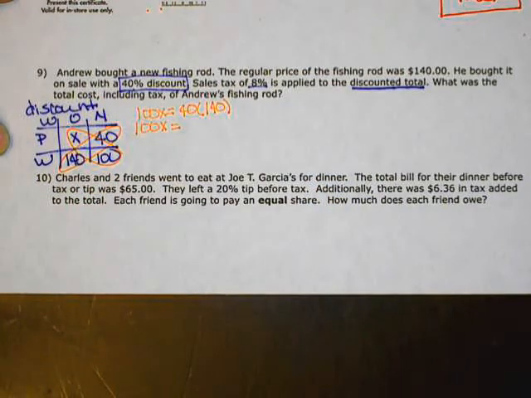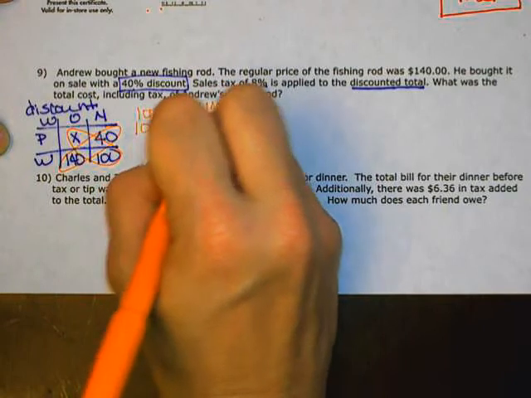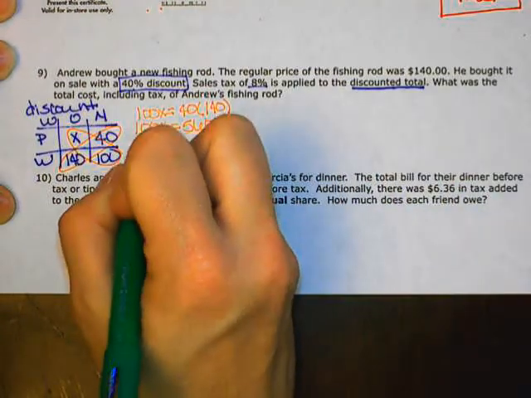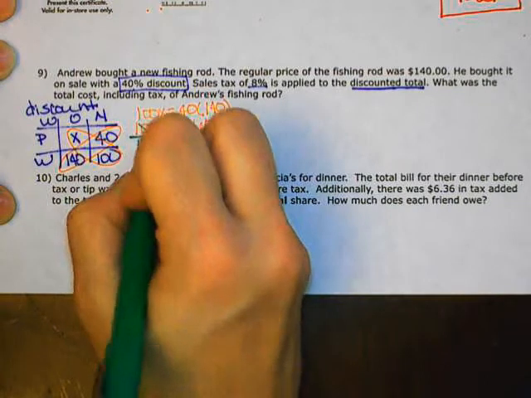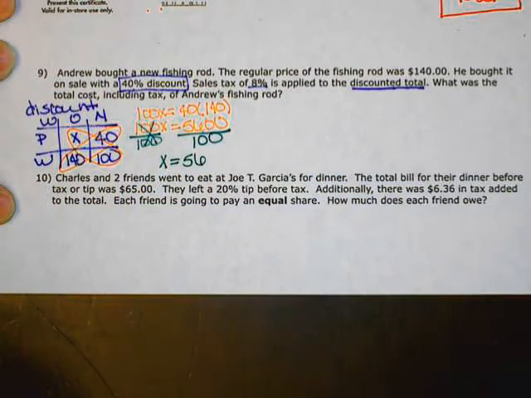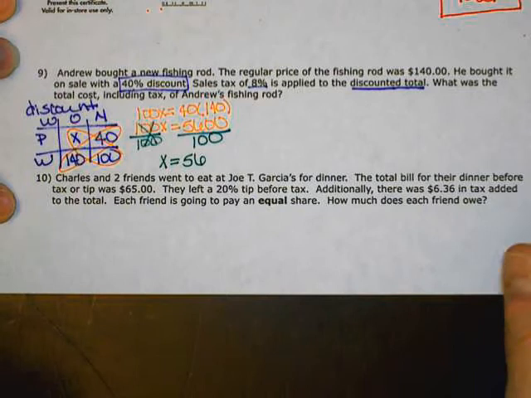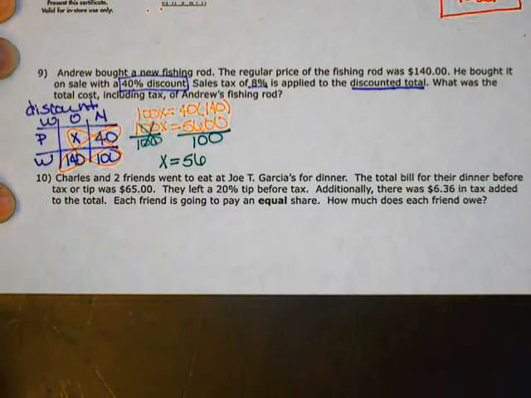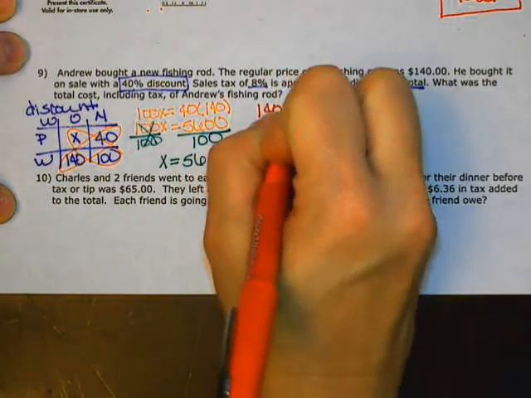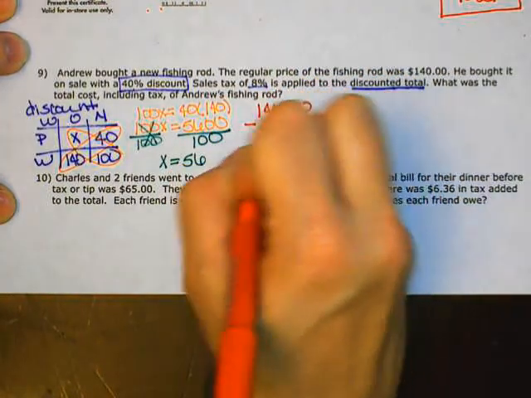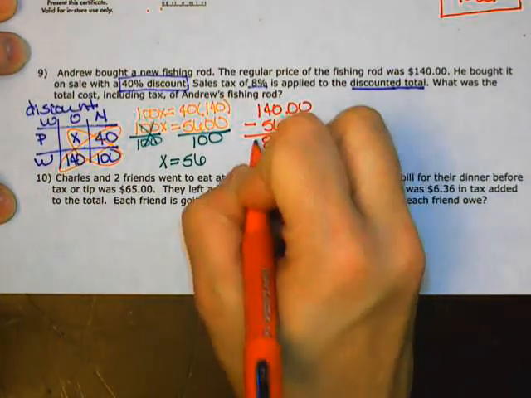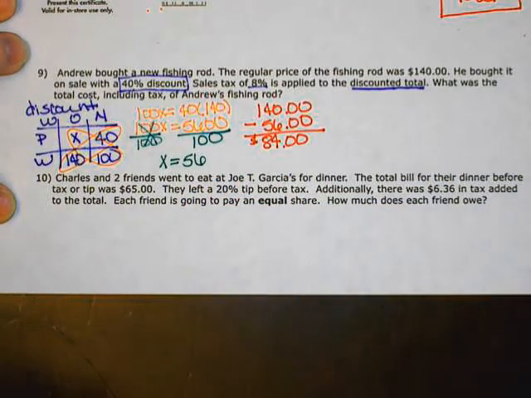100X equals 5,600. To find the value of X, or the amount we will be taking off, you divide both sides of the equation by 100, the coefficient, and X equals $56 to be subtracted from the regular price. The amount of the fishing rod before tax is $140 minus the $56 discount. And the fishing rod will cost $84 even before tax.